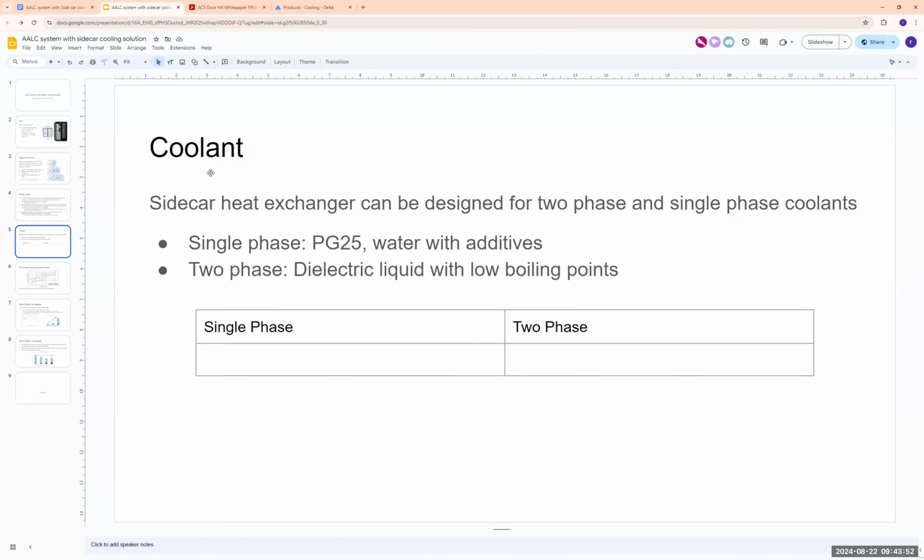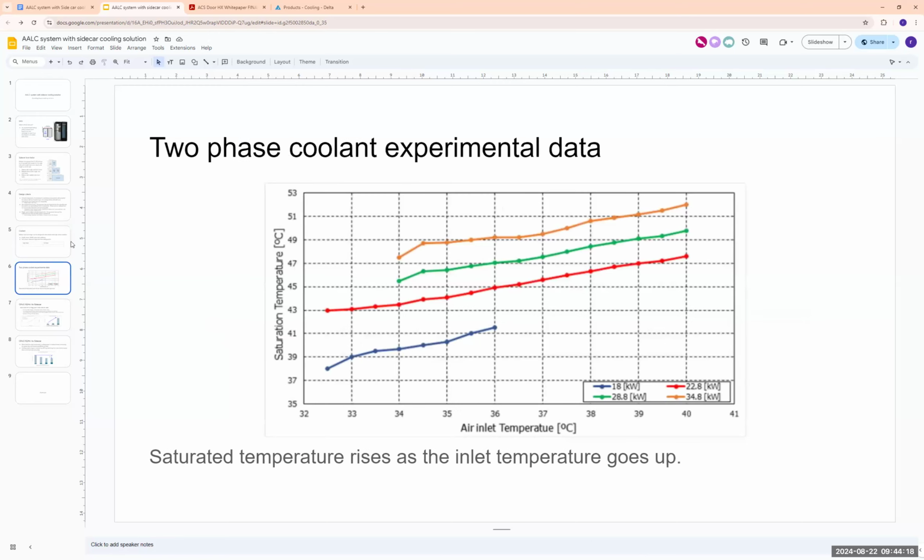Next is the coolant. It can be cooled with two different types of liquid, single phase and two phase, and there are some differences. I'll touch base with Lash again and see if I can write out some details here. But for now, I'll keep this as a placeholder.